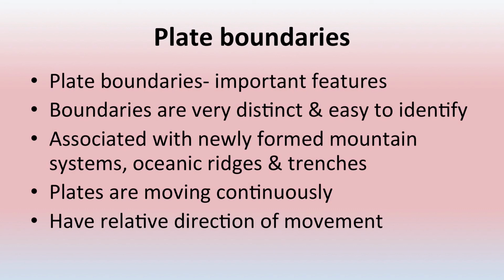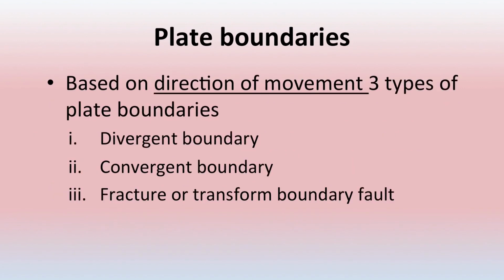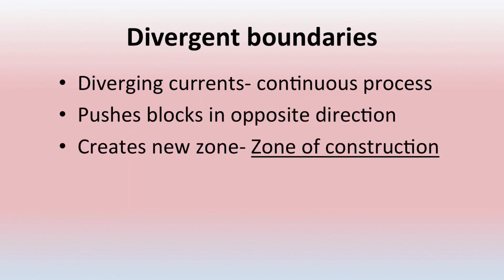Plates are continuously moving, and they have relative direction and movement. So, based on direction of movement, there are three types of plate boundaries. One is divergent, second is convergent boundary, and third one is fracture or transform boundary faults. First one is divergent plate boundary. So, where there is rising of magma, divergence of plates takes place.